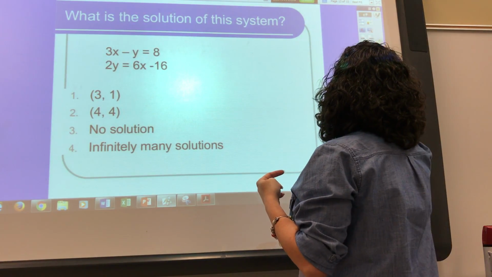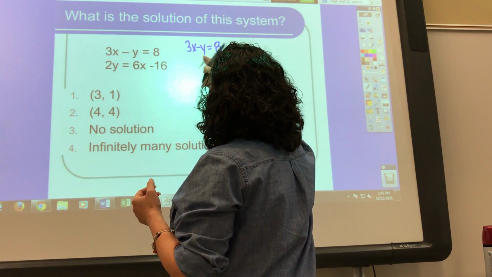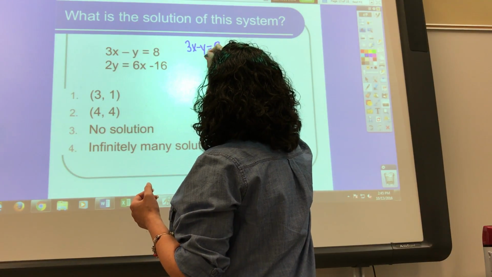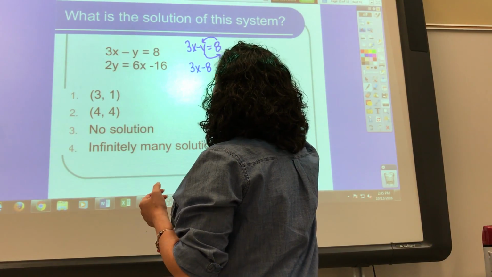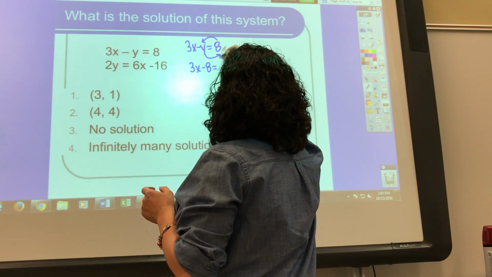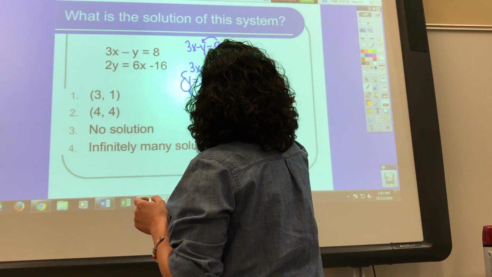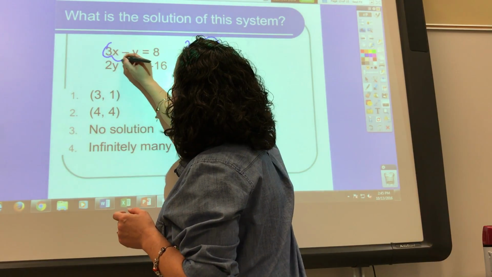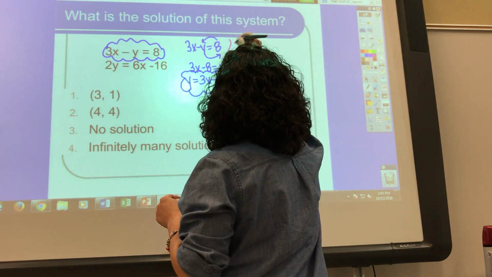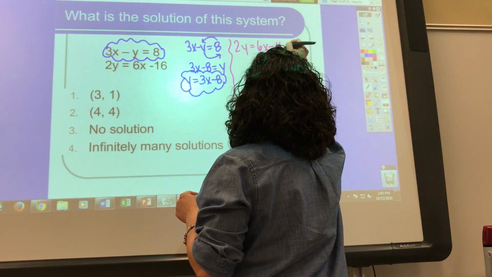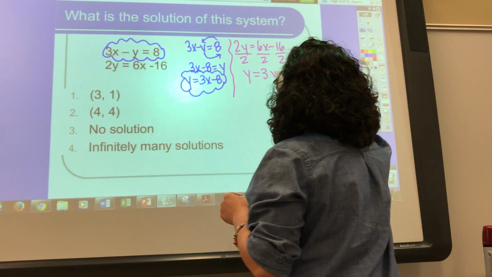Well, let's solve each one for y. This should be something you should be able to do fairly quickly. So how do I solve this first equation for y? I would toss this over and toss this over. So I get 3x. If I toss something over, I change the sign. So 3x minus 8 equals, tossing that over, positive y. So let's write it as y equals 3x minus 8. So that's the first one. That's me rewriting that. Okay, and then the second one, 2y equals 6x minus 16. Well, how would we solve for y here? We divide by 2 everywhere. So we get y equals 3x minus 8.